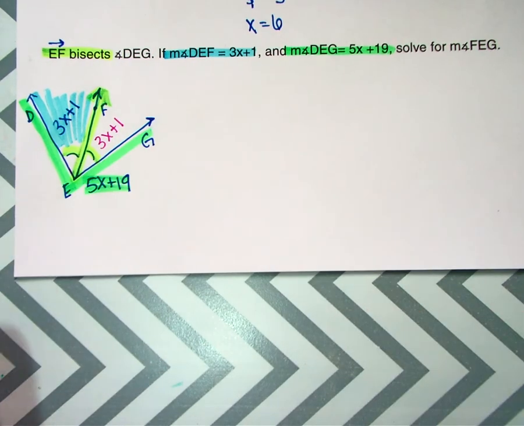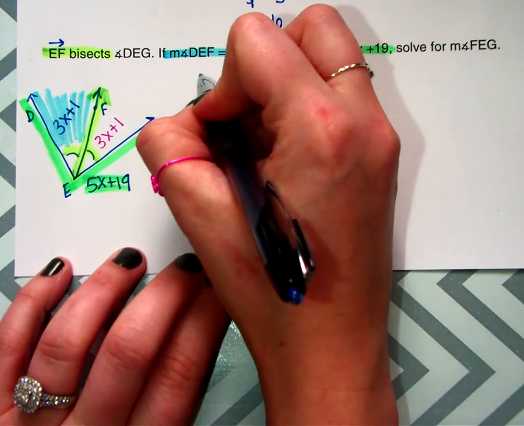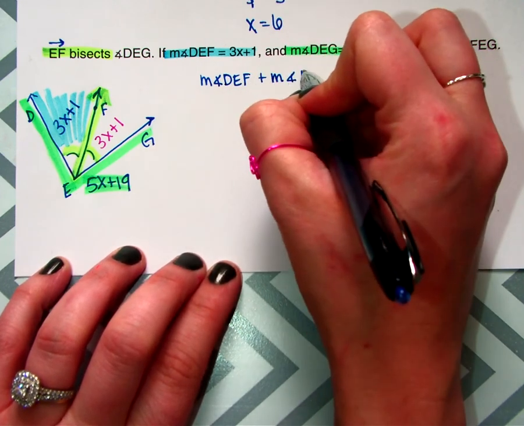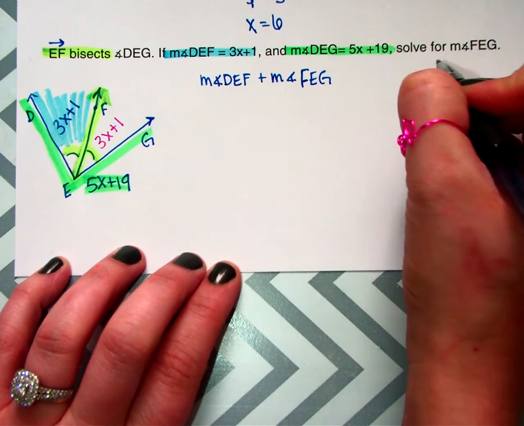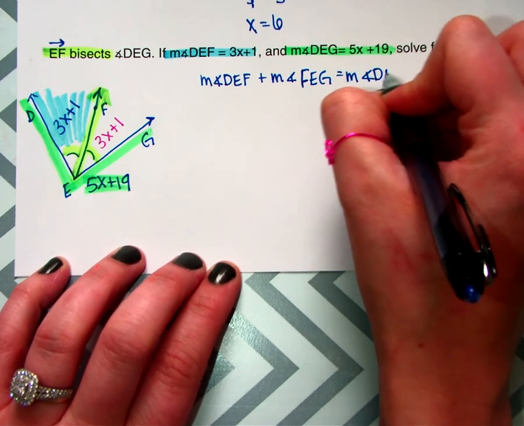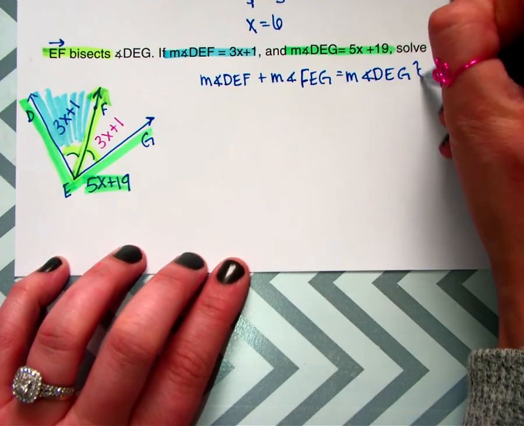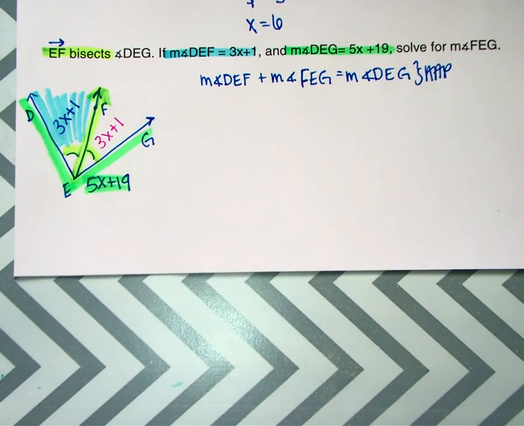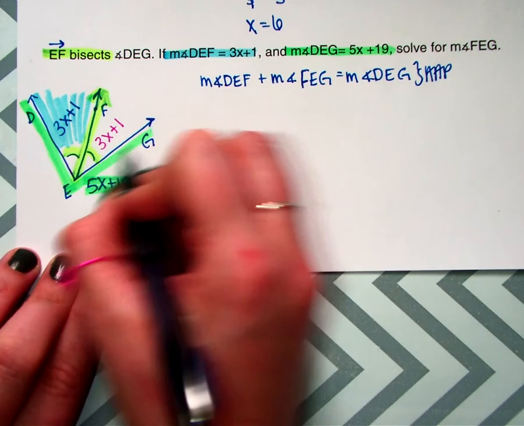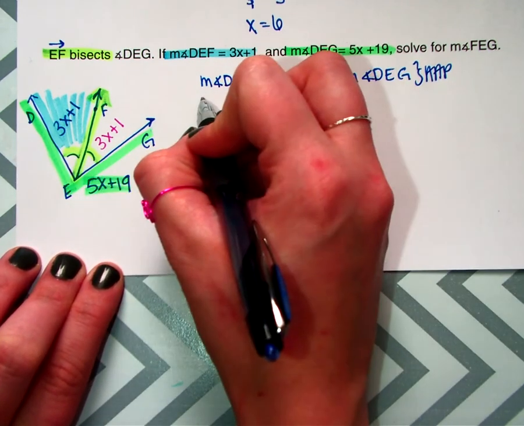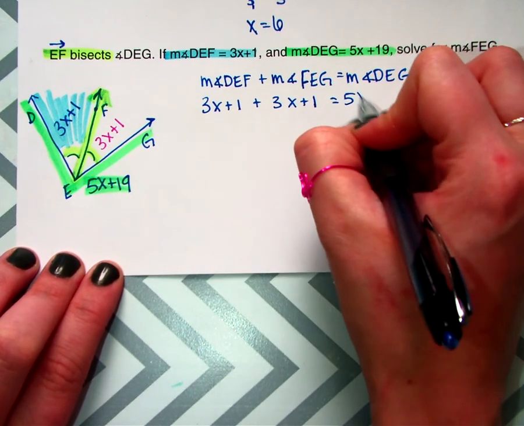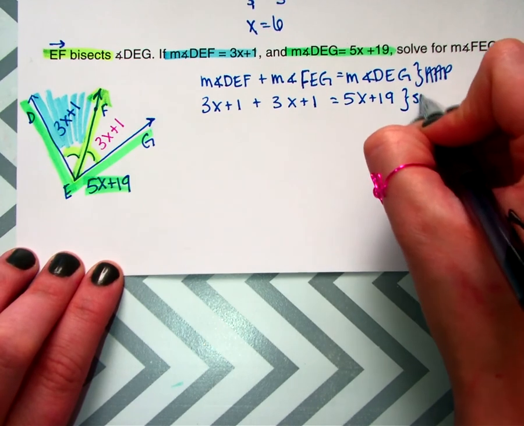So I'm going to set this problem up using angle addition because I can add my two small angles together. So the measure of angle DEF plus the measure of angle FEG equals the measure of angle DEG. And again, this is called angle addition postulate, AAP, and that's a general equation. Now I'm going to sub. So when we're substituting here, we're going to get the same thing for angle DEF and FEG. So I'm just going to copy 3x plus 1 twice. And together, those angles are going to equal 5x plus 19. This step is called substitution.